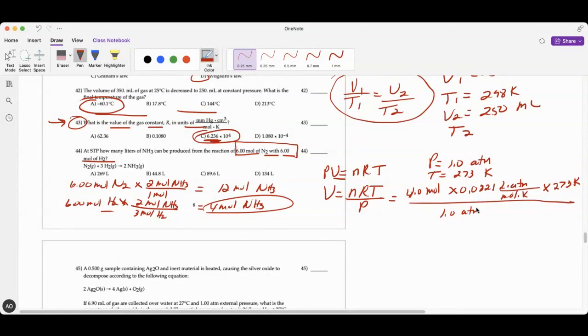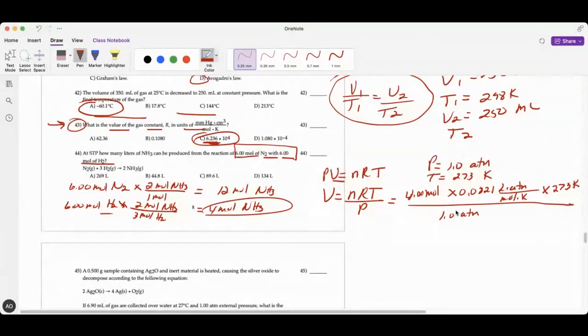So let's see. I should have used more significant figures here. That's okay. I'm getting kind of sloppy now because I'm tired. 4 times 0.0821 times 273 divided by 1. I have 89.6, actually 89.7 liters. So that'd be that one there.